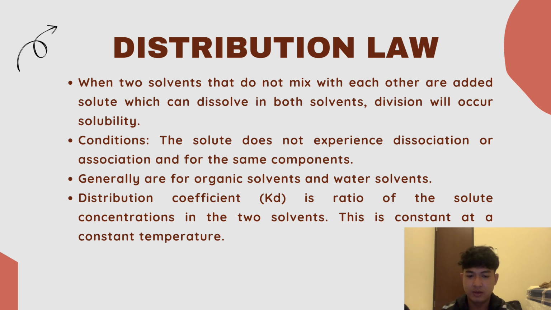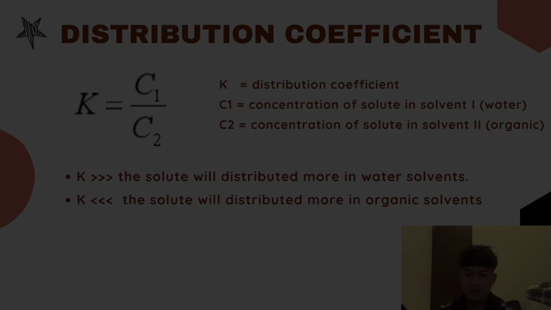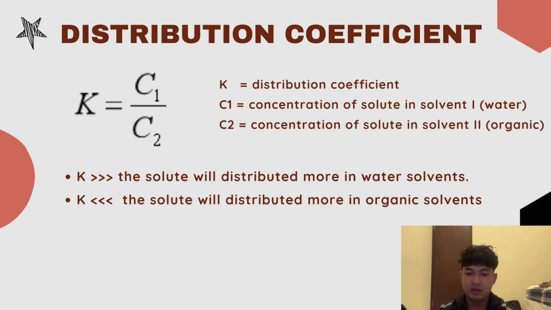In practice, the solute will distribute itself into the solvents when stirred and allowed to separate. At equilibrium, the ratio of the solute concentration in the two solvents is a constant at a constant temperature. This is called the distribution constant or distribution coefficient. The distribution coefficient is expressed by the following formula: K is C1 per C2.